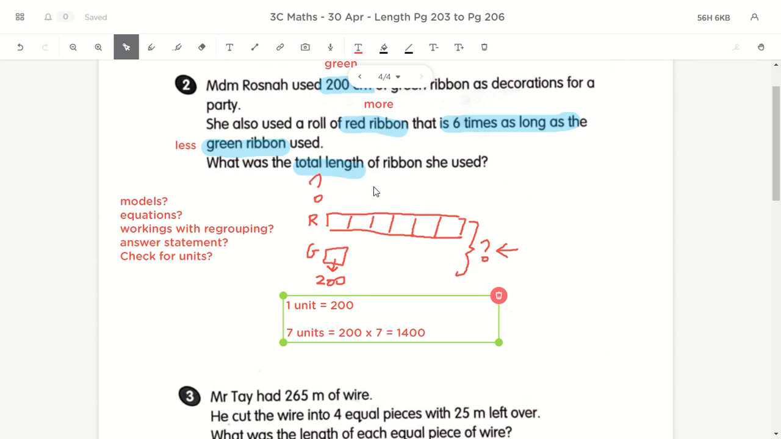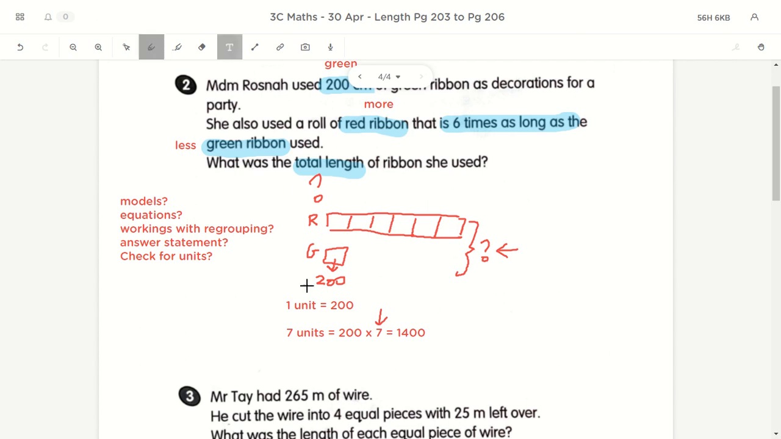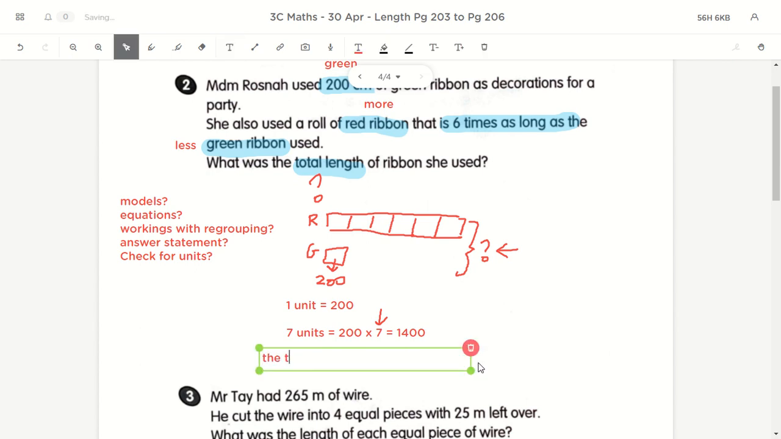So you realize that if you never draw the model, you will never realize that 7 is the total number of units. When you draw it out, you can see everything can be represented by 7 units. So all you need to do is use 1 unit multiplied by 7 times, which gives you 7 units. So the total length is 1400. Make sure you put the units down, cm.